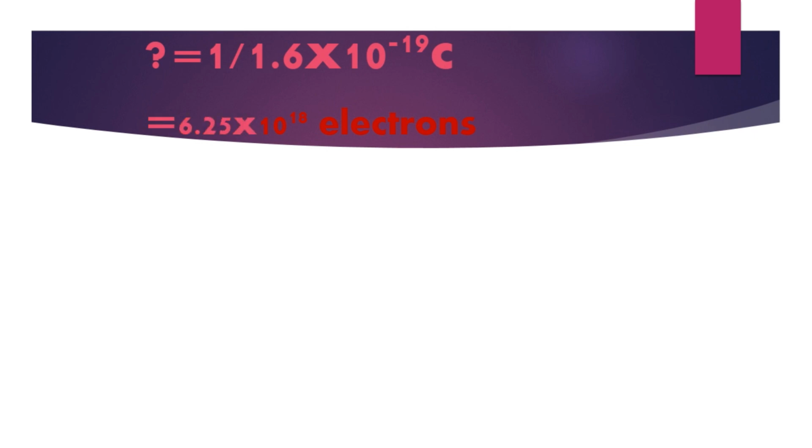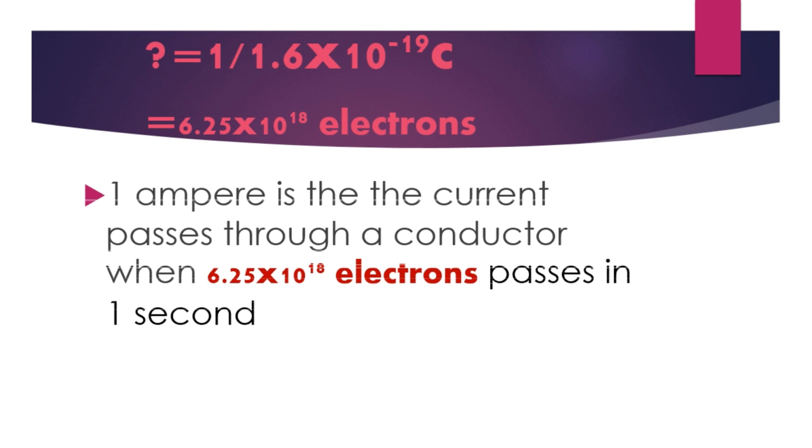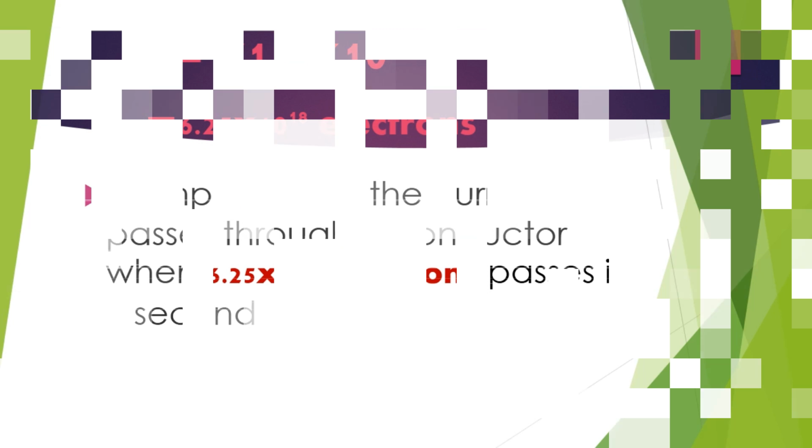That means when 1 ampere current passes through a conductor, there is a passage of 6.25 into 10 raised to 18 electrons. So, 1 ampere can also be defined as the current that flows through a conductor when 6.25 into 10 raised to 18 electrons pass in 1 second. The current is always opposite to the direction of flow of electron.